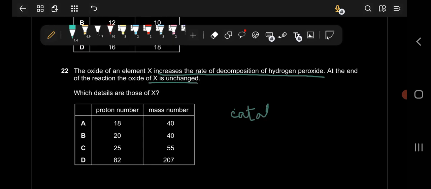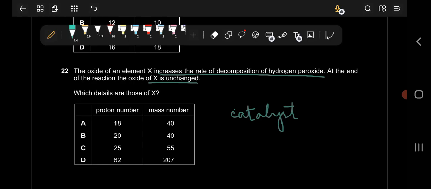How come we know that X is a catalyst? Because look, it is the property of a catalyst that it increases the rate of reaction. Okay? And X over here is increasing the rate. And secondly, it is also a property of a catalyst that at the end of the reaction, the catalyst remains unchanged. The catalyst does not get used up in the reaction and is not changed. It remains the same at the end of the reaction.